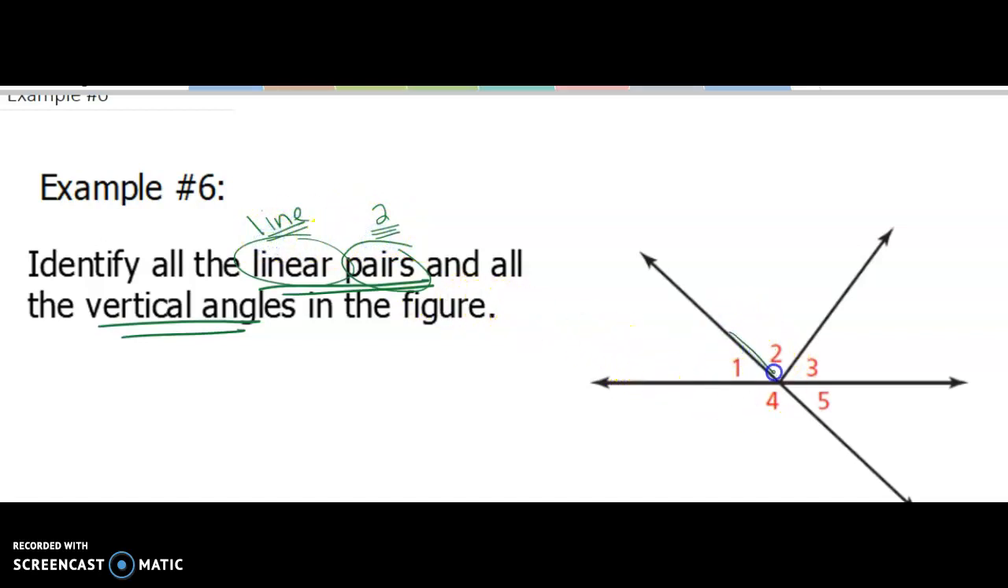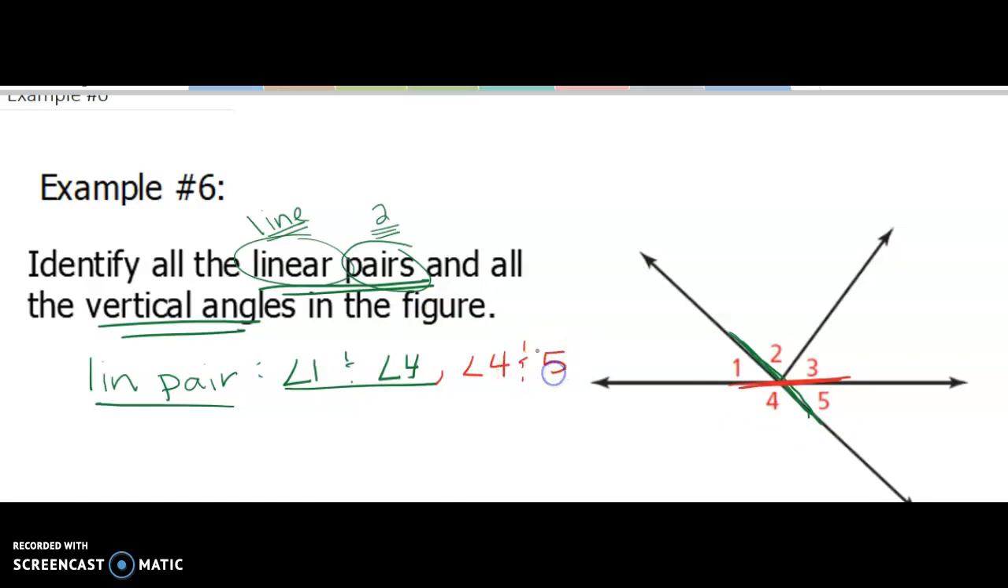Okay, well, if we look at this line here, isn't it angle 1 and 4? If you put angle 1 and 4 together, you get this line. So linear pairs, angle 1 and angle 4, remember they come in pairs. Now, are there any other ones? Well, let's look at this. That's a line, this is a line here. Okay, well, 4 and 5, that would be another pair that would make a line.